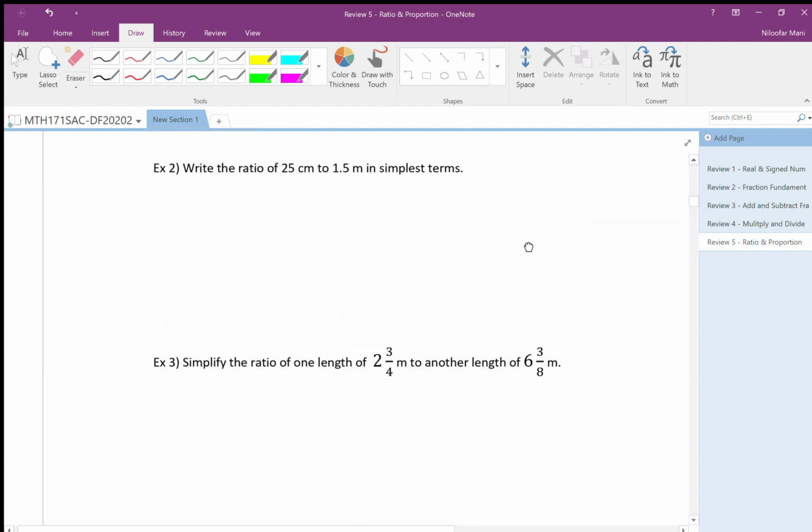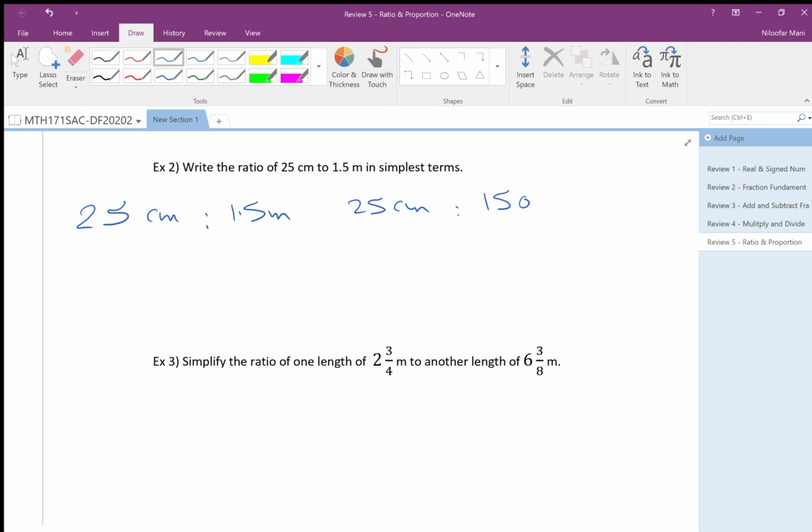Now we go to this example. Write the ratio 25 centimeters to 1.5 meters. Remember, one of them is centimeters, one of them is meters. So how can I simplify? So 25 centimeters colon 1.5 meters. So it's 25 centimeters to 150. You will learn this later, that 1 meter is 100 centimeters. We will learn all of these. So I can just multiply by 100.